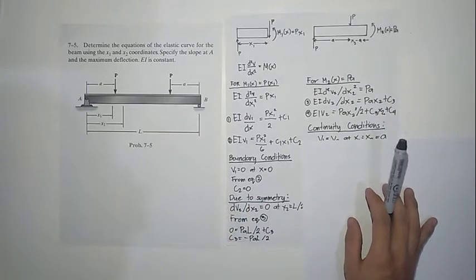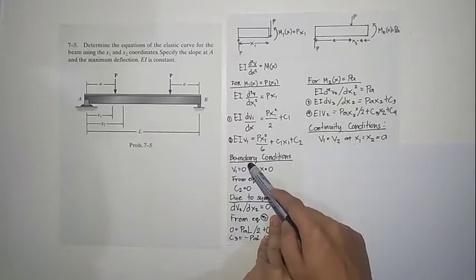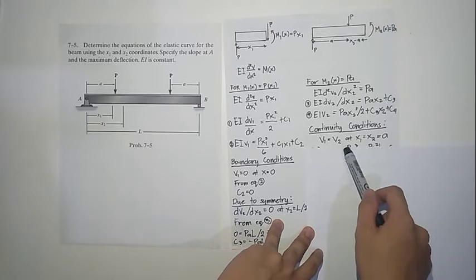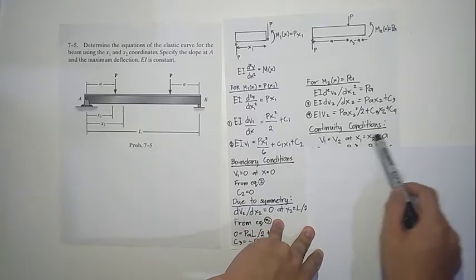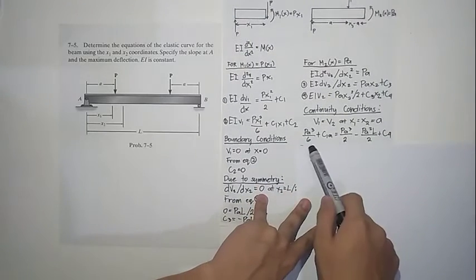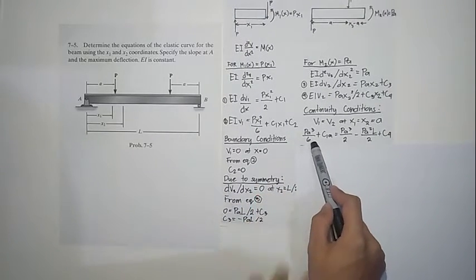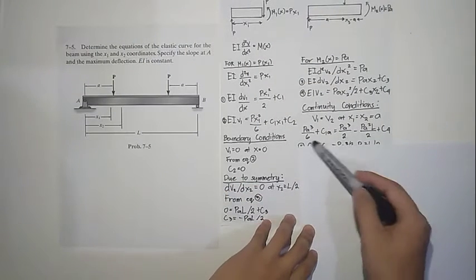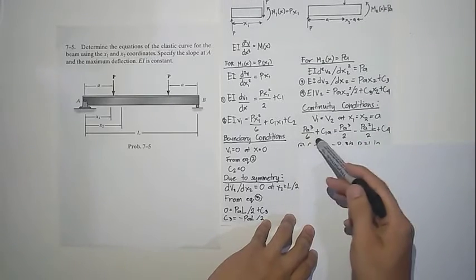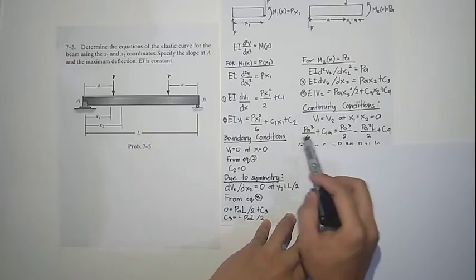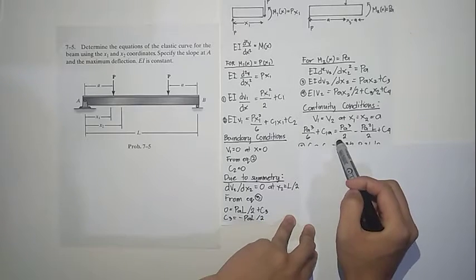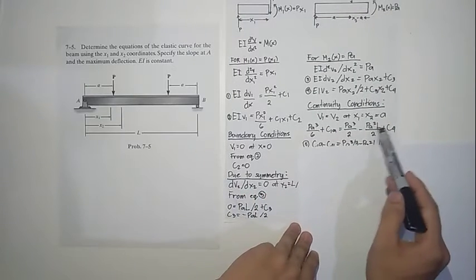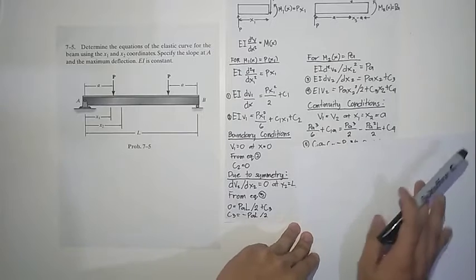So, pagkatapos po ay continuity conditions. So, kagaya kanina may boundary conditions. Ngayon, may continuity conditions po tayo where v1 is equal to v2 at x1 is equal to x2, equals to a. So, P a cubed over 6 plus... So, saan po ito kinuha ang P a cubed? So, dito po sa... wait lang po. I-explain ko po, basahin ko po muna lahat. So, P a cubed over 6 plus C1 a equals to P a cubed over 2 minus P a squared L over 2 plus C4.